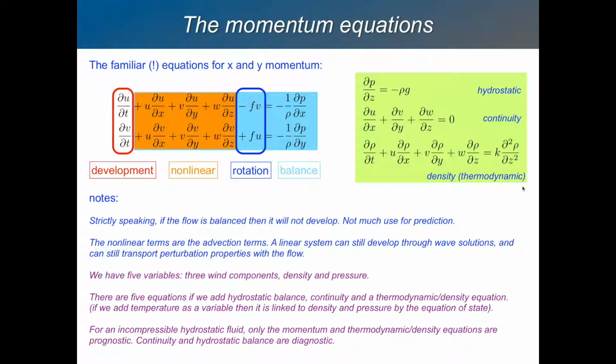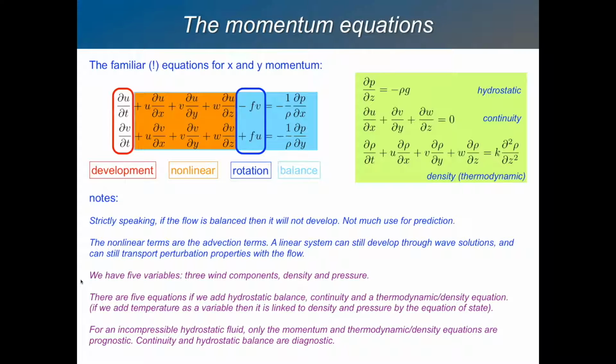So have I said everything which is in this list of things to say? If the flow is balanced, it will not develop. If you want to do a prediction, you need the development term. Nonlinear terms are the advection terms. A linear system can still develop. That's the wave solutions. We have 5 variables, okay?